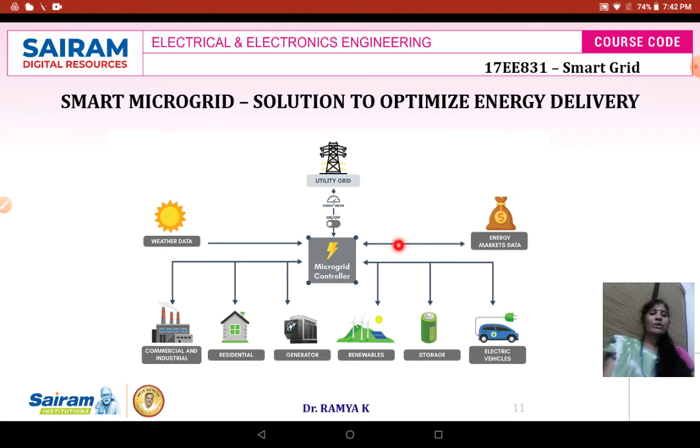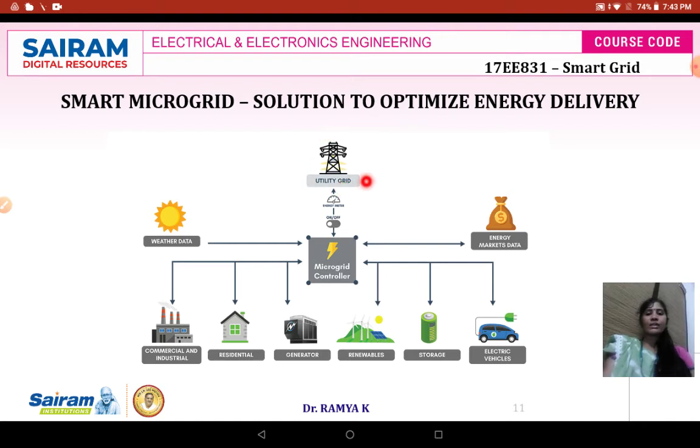Suppose I want an upgradation of my power, then in the case of the smart grid, the customer can request the government people who have installed the smart grid, and from them can ask for the additional power required. So energy market data is a two-way communication. And in the microgrid, here you have solar. This is nothing but your renewable energy source, and this is your normal utility grid.